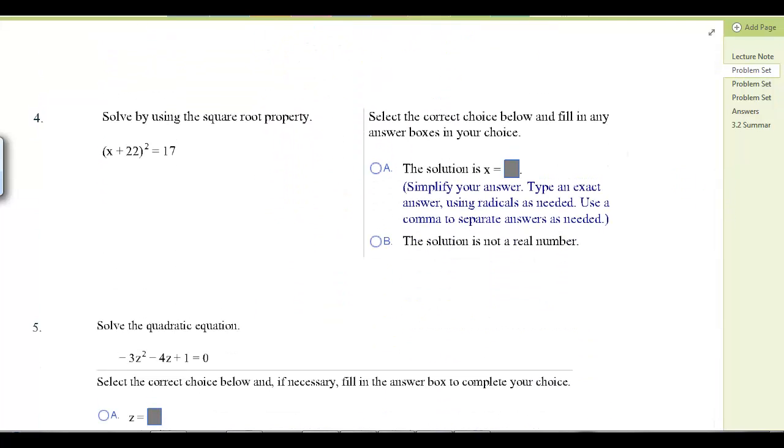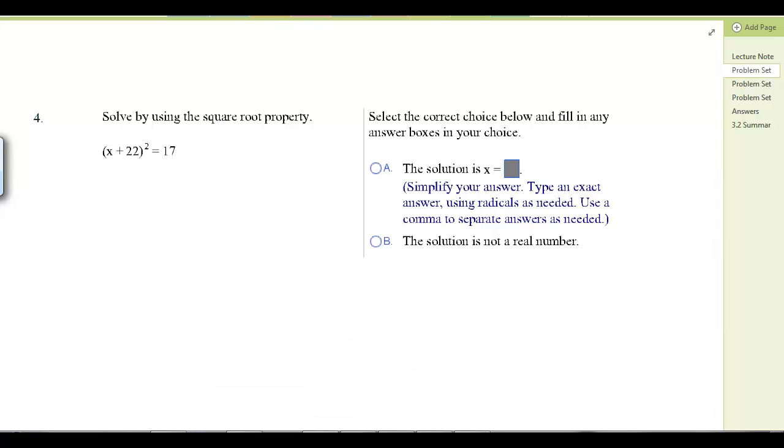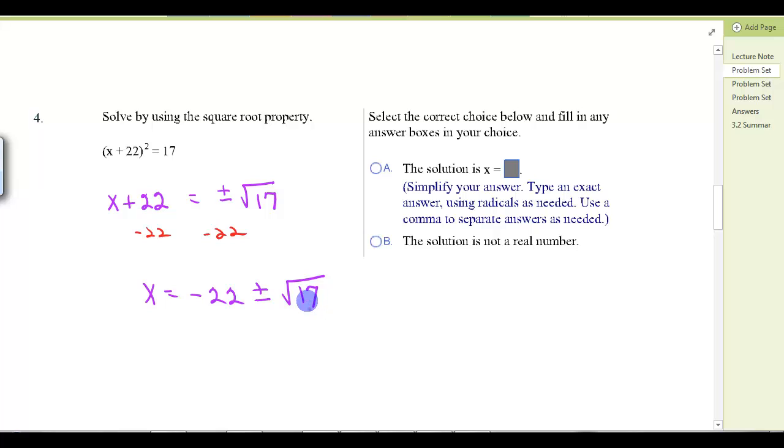All right, solve by using the square root property. It's already in something squared equals a number. So if I take the square root of that, I get x plus 22 and plus or minus square root of 17. I subtract the 22. So I have x equals negative 22 plus or minus square root of 17. And over here, when you're putting in your solutions in your boxes, you'll have negative 22 plus the square root of 17, comma, negative 22 minus the square root of 17.